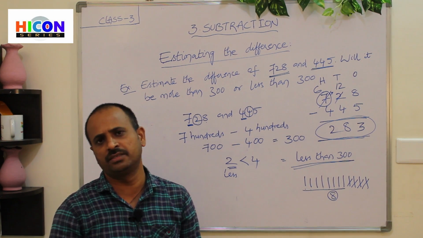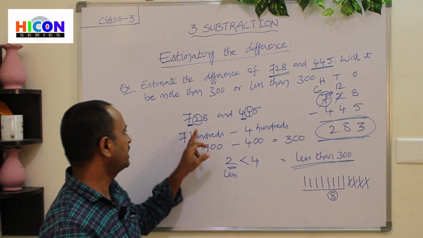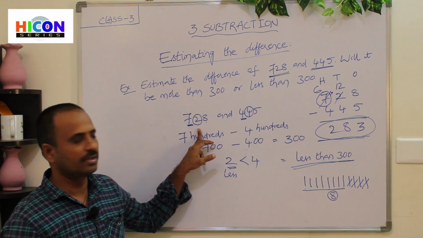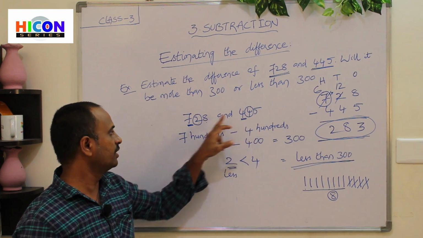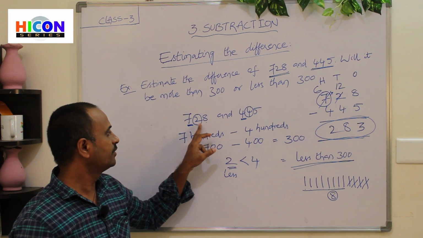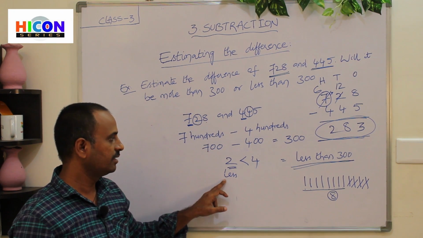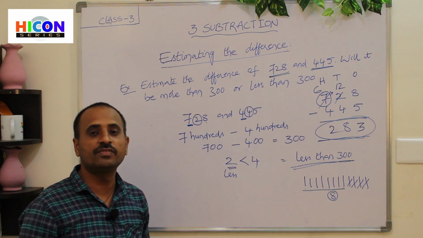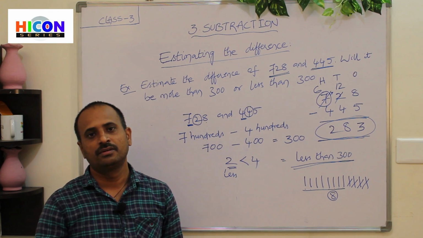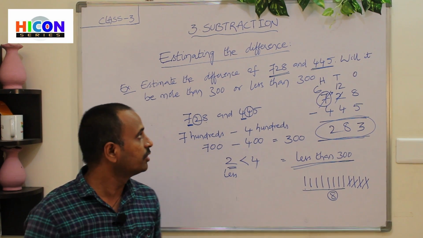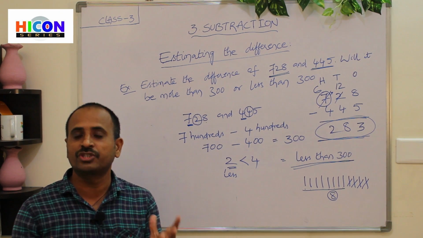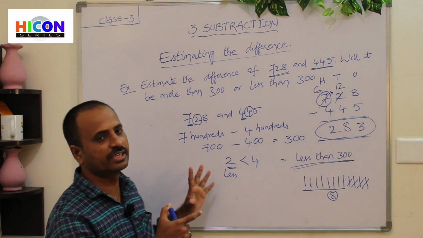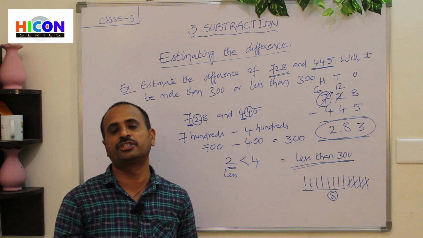So the first step is you have to check the second digit. What is the second digit here? 2. What is the second digit here? 4. So if the first digit is smaller, then the answer will be less than. If the first digit is more, then the answer will be more than that number. So children, I hope you understood this topic, and let us practice some problems in the exercise. Then we will get a clear understanding about how to estimate the difference without doing actual subtraction.